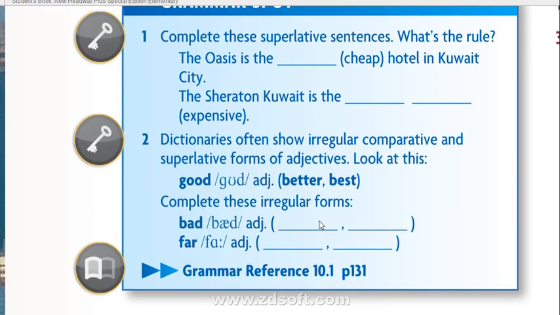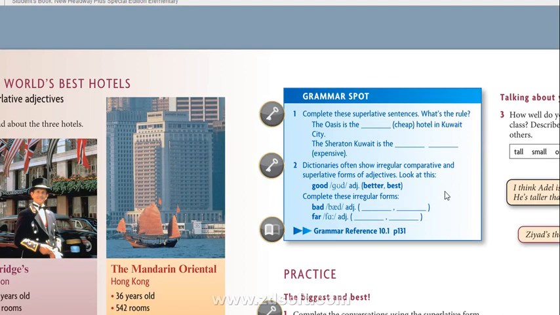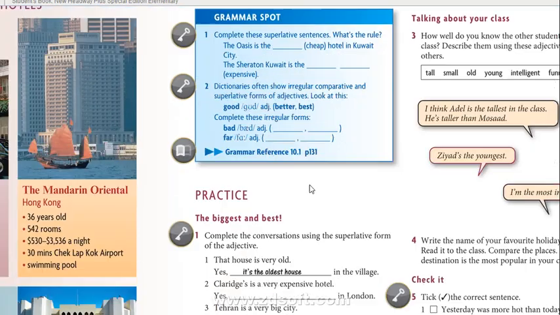Now, question number 2. Dictionaries often show irregular comparative and superlative forms of adjectives. Look at this: good, better, best, bad, dash dash. Okay, so now this is the answer: bad, worse, the worst, far, farther, the farthest. So the farthest, the worst, this is the superlative form of the adjectives bad and far. To understand more, you can go to page number 131, grammar reference 10.1. One more time, you can practice from there.